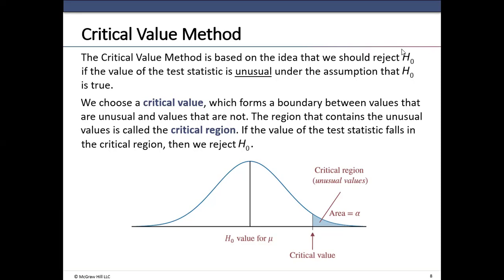The question is, what is the area of the critical region? And here it is shown: the area of the critical region, the unusual values, is equal to alpha. What is alpha? Alpha is actually the level of significance. What is level of significance? It is the maximum risk you are taking in rejecting H0 when it is true. That is the maximum risk you are taking in making a wrong decision. Usually alpha is fixed at 0.05. So the area of the critical region is 0.05.